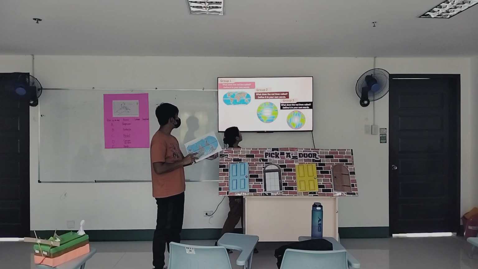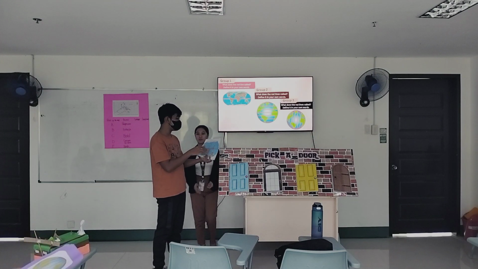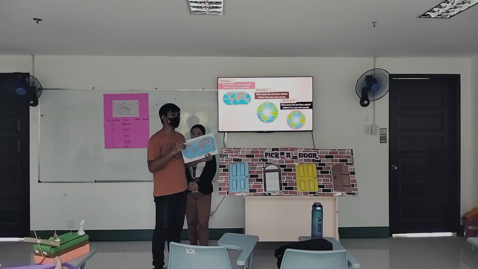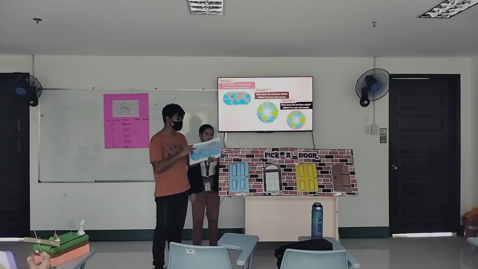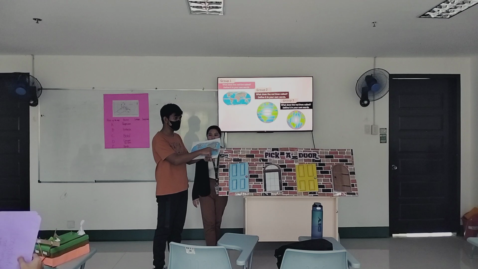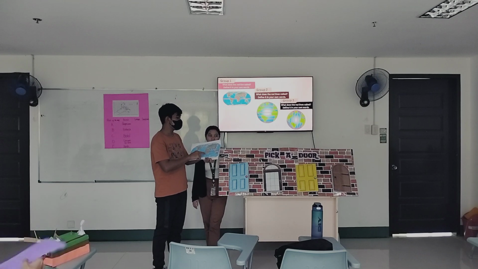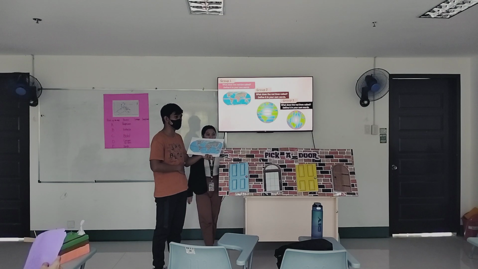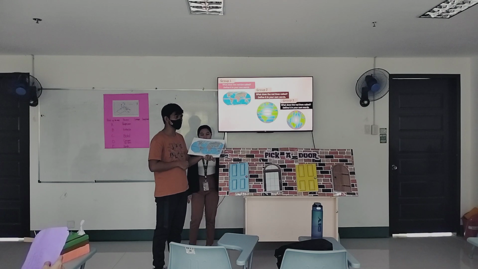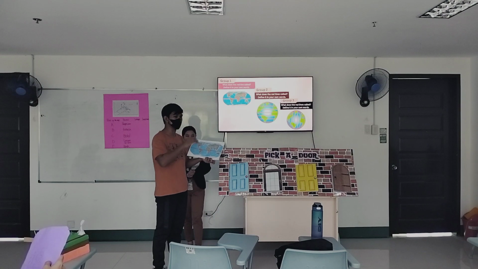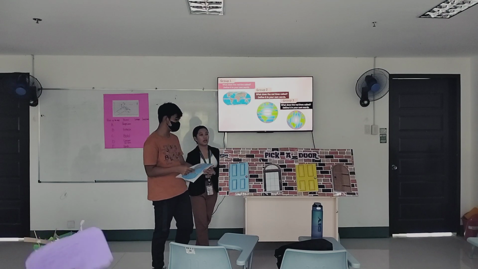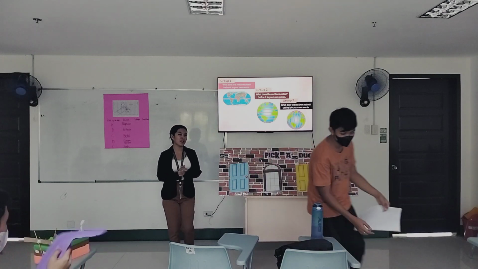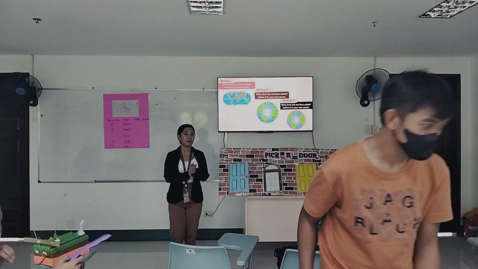Does the red line define it in your own words? So based on the previous discussion, this red line here represents the equator, and the equator is actually an imaginary line that also serves as a basis for dividing the northern hemisphere and the southern hemisphere. Alright, thank you for that, group one. Let's give them three claps.